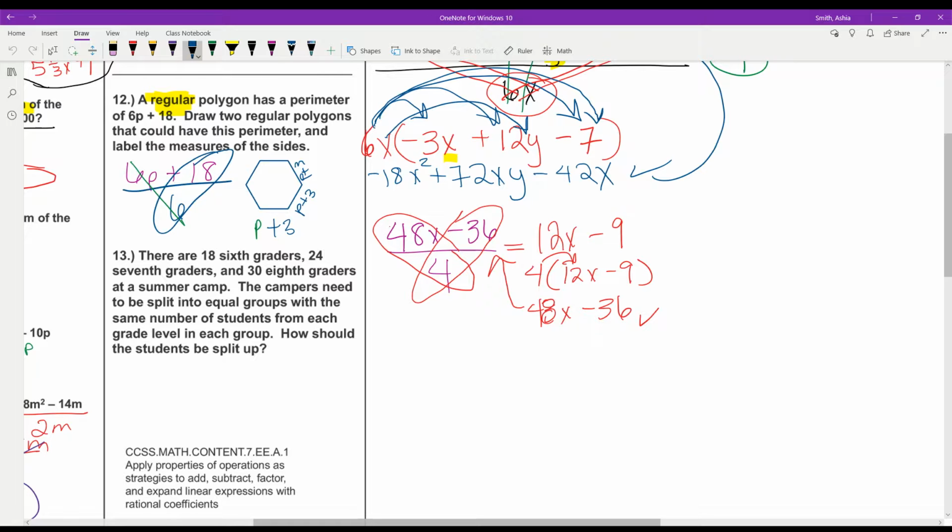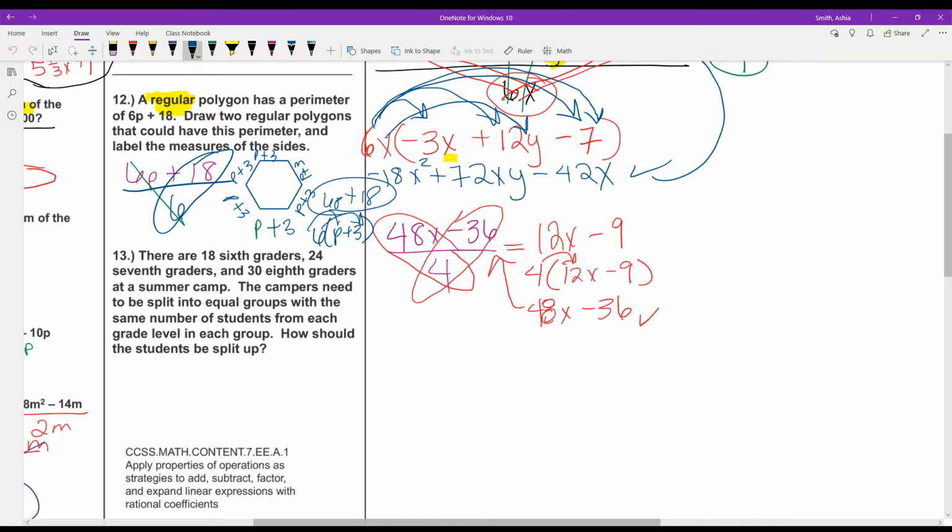And if you wanted to go back and check your work, all you really have to do is distribute that 6 back into that p plus 3, and you should get your original perimeter: 6p plus 18.